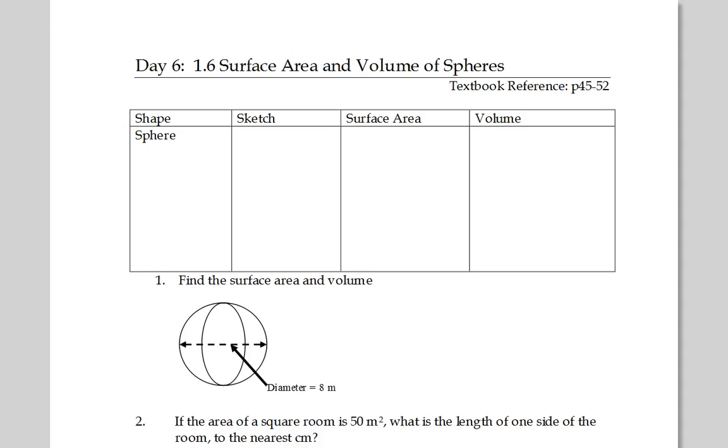Okay, so surface area and volume of spheres. Again, just have you sketch in, just as a reminder, surface area 2D and volume 3D. That should be pretty self-explanatory. The sketch of the sphere is hard to do. I'm going to use a cheat.